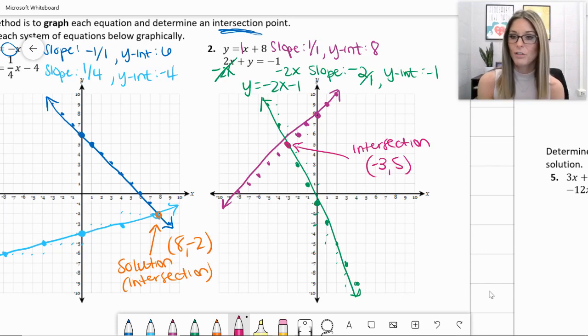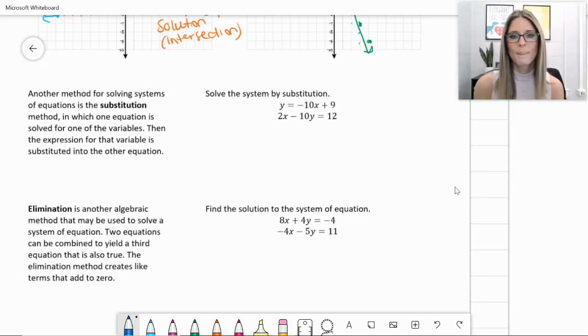When I plug in negative 3 for x, the y value would be 5. Or in our bottom equation, when I plug in negative 3 for x and 5 for y, it equals negative 1. How about that? So that's how you solve a system by graphing, like visually looking at our system on the graph and their physical intersection point.